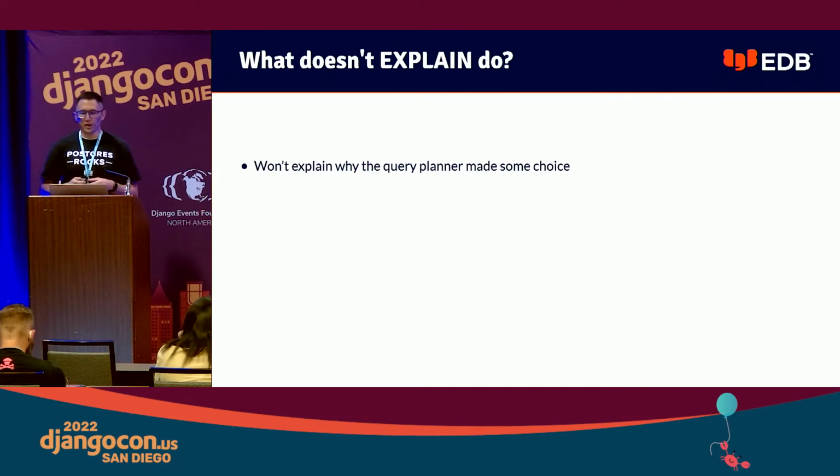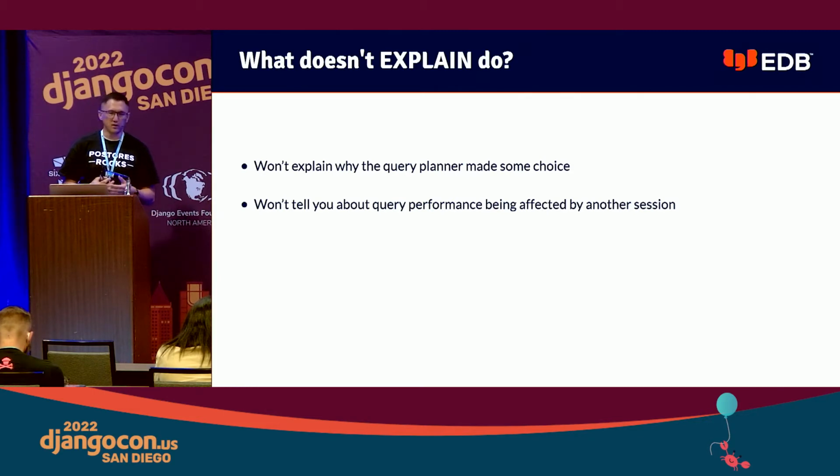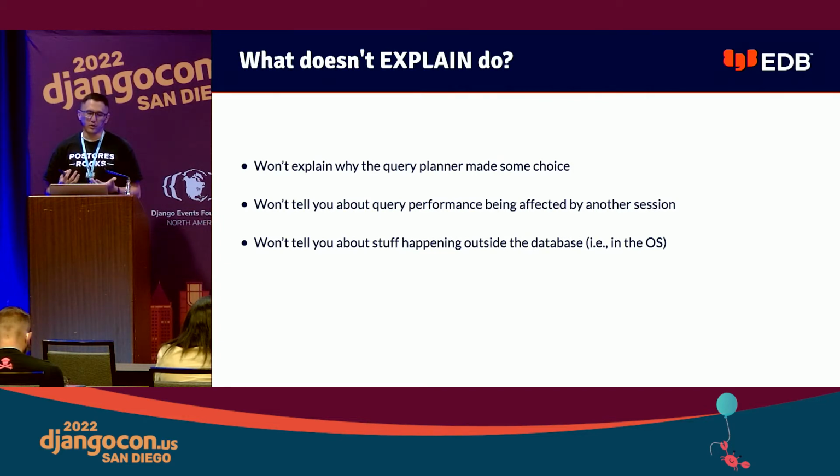Explain doesn't tell you about query performance being affected by another session. If you have several sessions talking to your database, trying to access a particular table, and it suddenly gets slow, explain won't tell you that. So you have to use some extra tooling to figure that out. It won't tell you about stuff that's happening outside the database. Let's say your OS is running an antivirus or something like that, and it's pegging your disk, and just getting data off your disk is really slow. It won't tell you that.